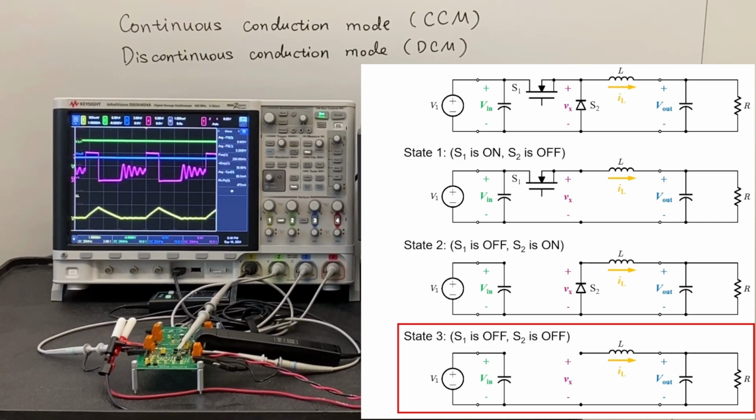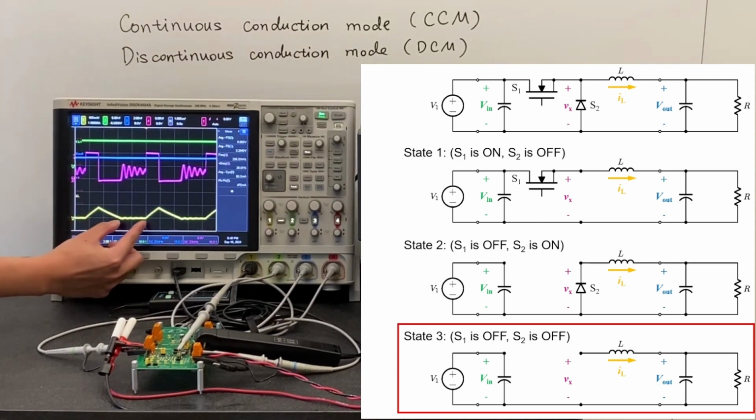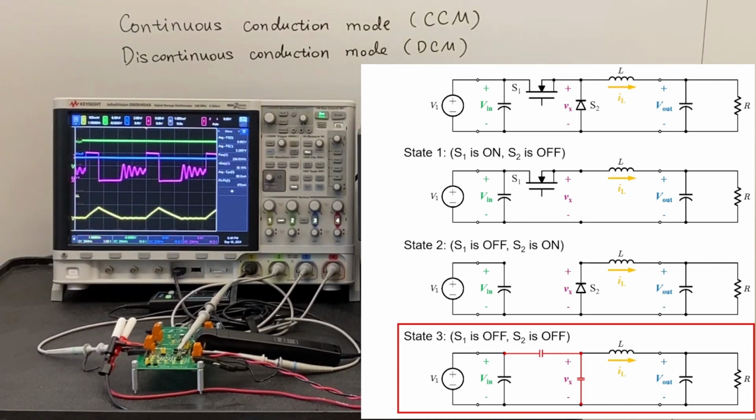One thing you might be wondering is why there is ringing on the switch node voltage waveform. That is because when both the high side and low side switches are off, the parasitic capacitances of these two switching devices will resonate with the inductor, and this resonance actually causes the voltage ringing on the switch node.